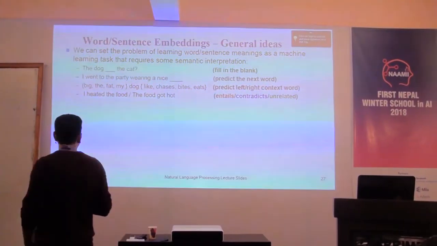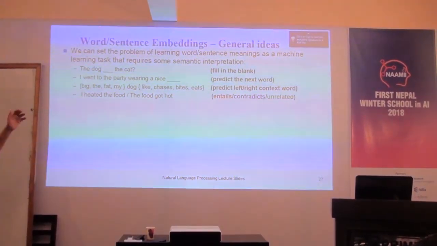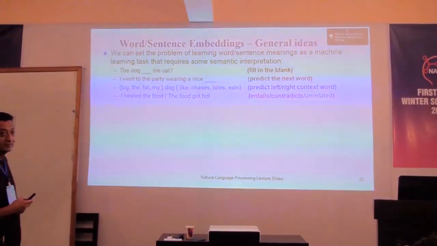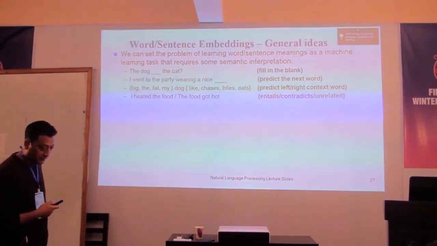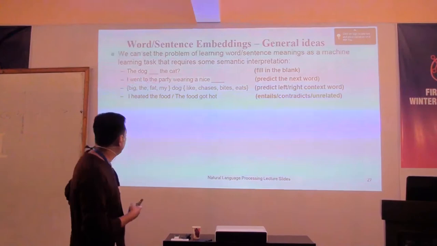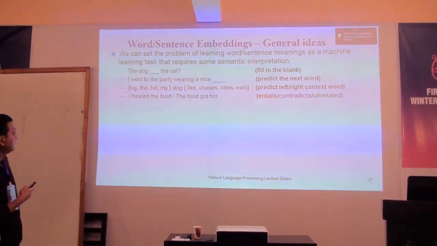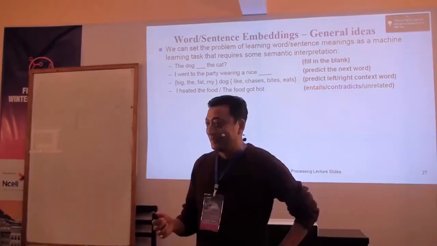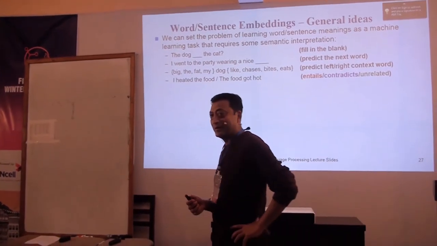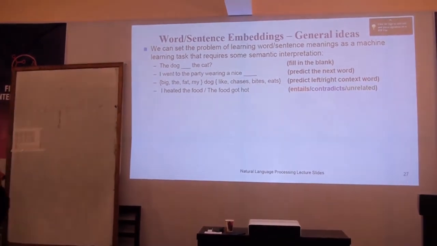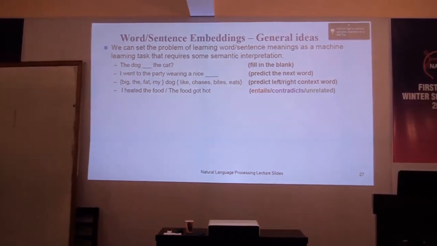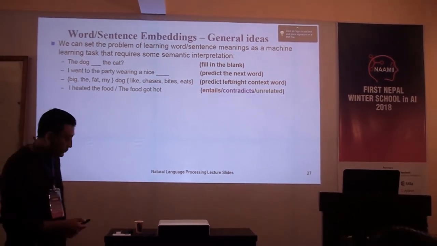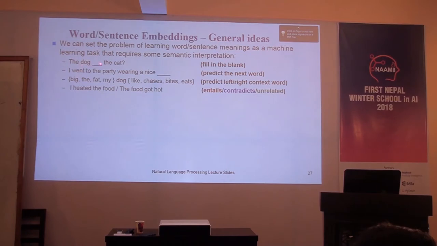We can set the problem of learning word and even sentence meanings as a machine learning task that requires some semantic interpretation. How can we set up this task? One way would be a fill-in-the-blank problem. We're going to say, the dog blank the cat. Not sure about bark, because bark is intransitive. Chase is potentially transitive. We'll be doing this exercise later on in the lab.